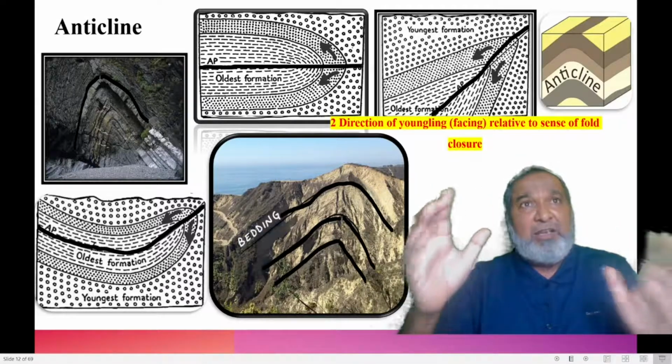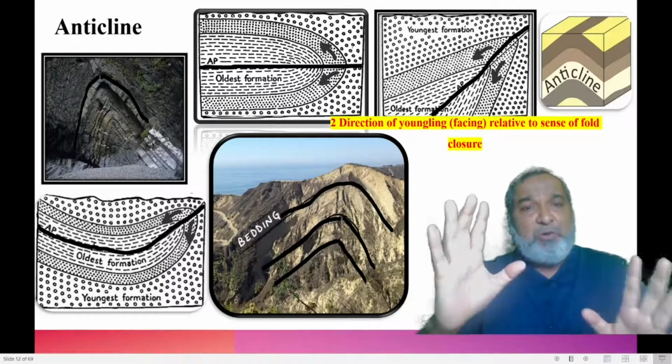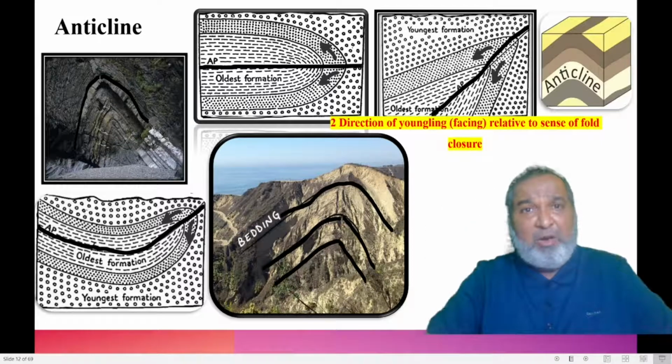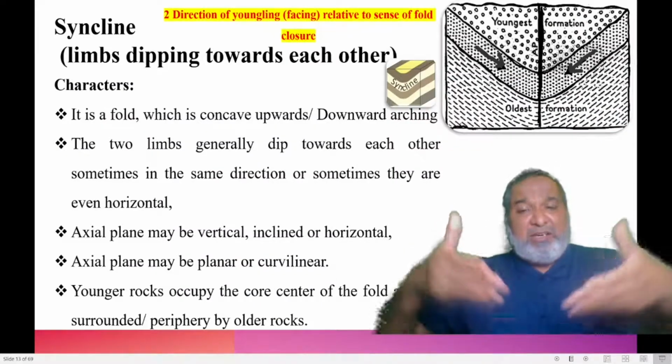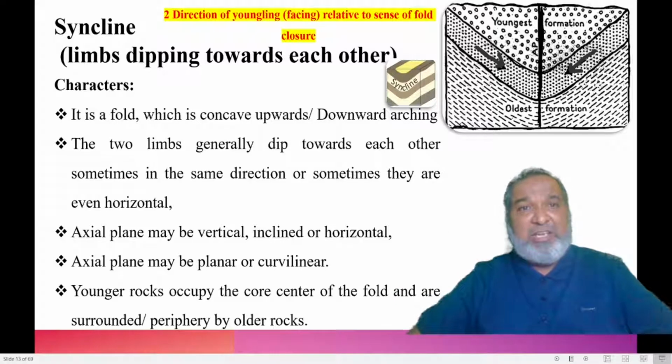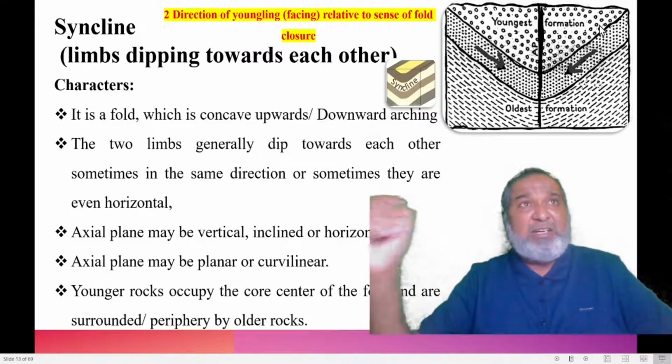This is a very, very important one. 100% any examiner there will ask you a question about the anticline or syncline. The next fold, we are going to see the syncline. Syn means limbs are dipping towards each other. Syncline, limbs are dipping towards it. It is a downward arching. The first point, it is a downward arching.